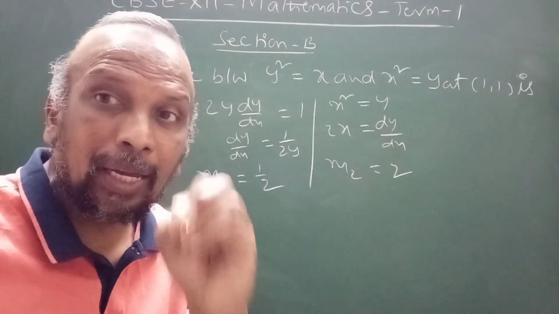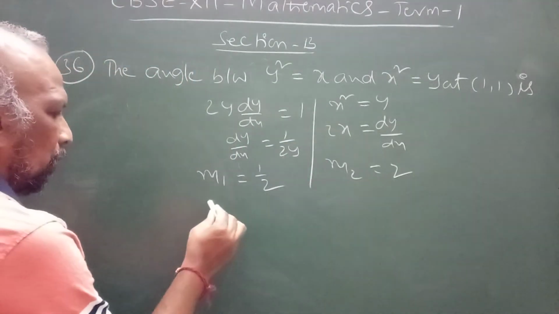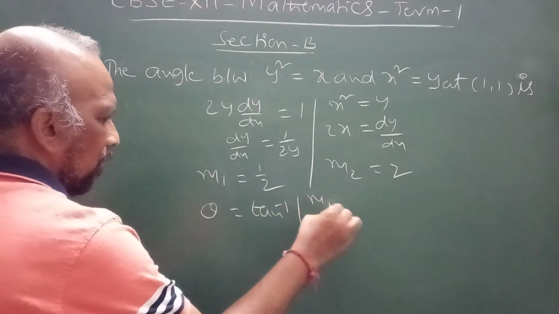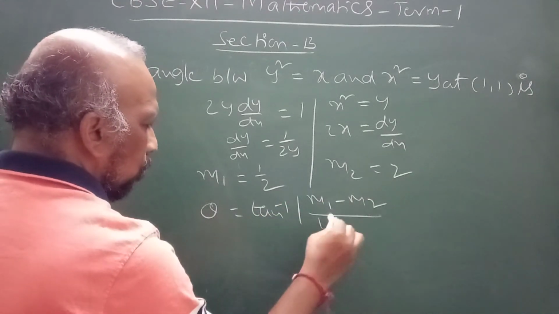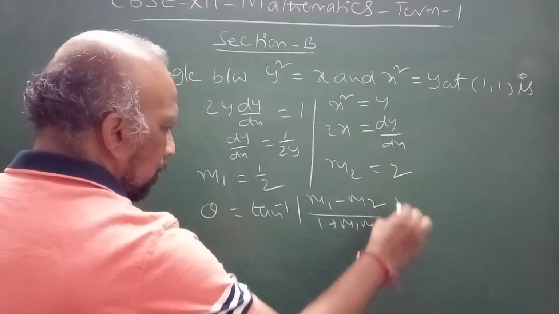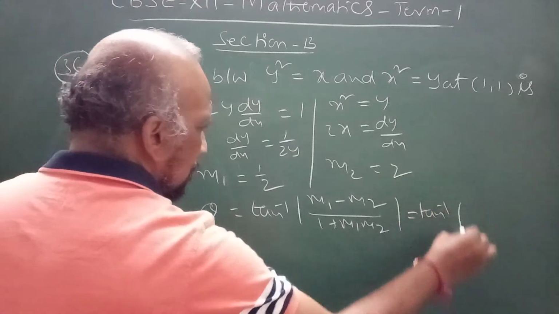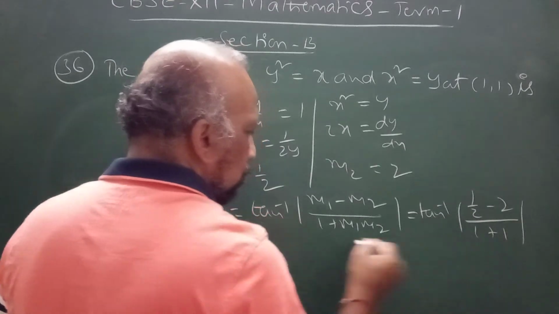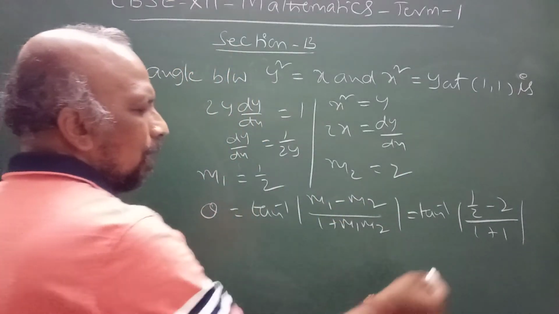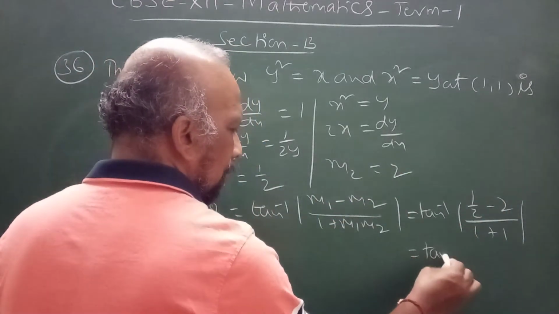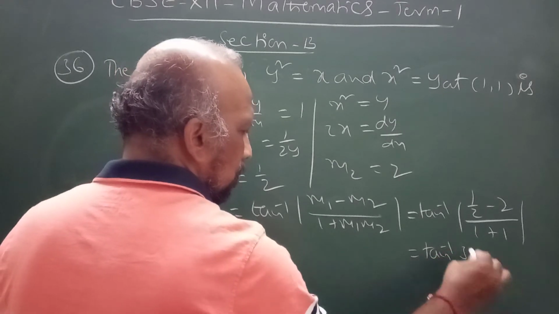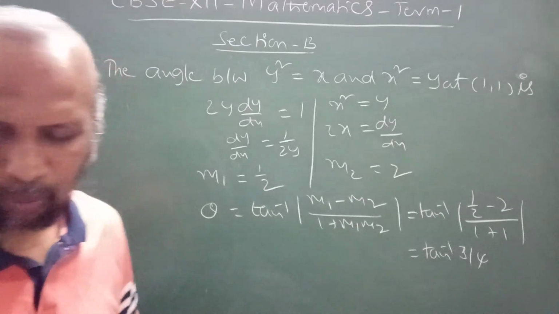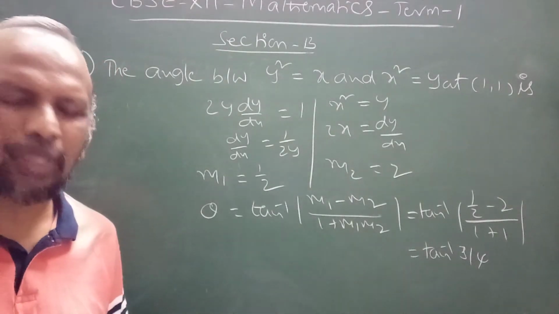Consider theta as the acute angle between these two curves. Theta equal to tan inverse of mod m1 minus m2 by 1 plus m1 m2. I can write tan inverse of 1 by 2 minus 2 by 1 plus 1, as the product is 1. It comes tan inverse 3 by 4. Since mod is there, the answer is tan inverse 3 by 4.